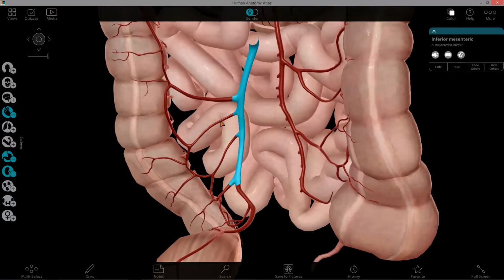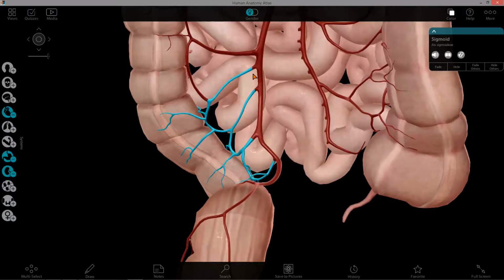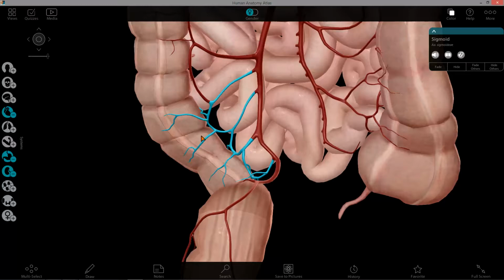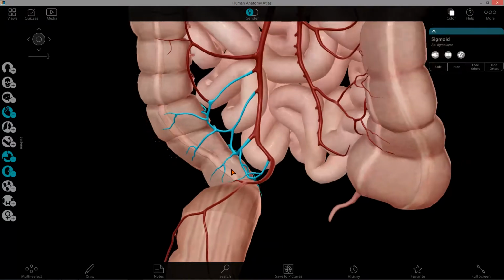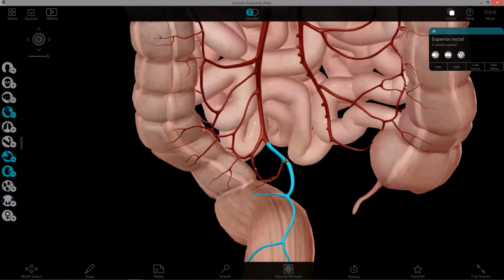The inferior mesenteric also gives off the sigmoid arteries, numbering anywhere from 3 to 4, somewhere around there. They supply, no surprise, the sigmoid colon, and anastomose with the descending branch of the left colic, as we've seen already here, as well as with the superior rectal artery, which I now have highlighted here through this anastomosis.